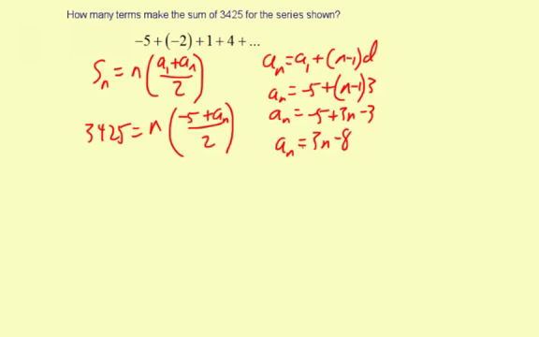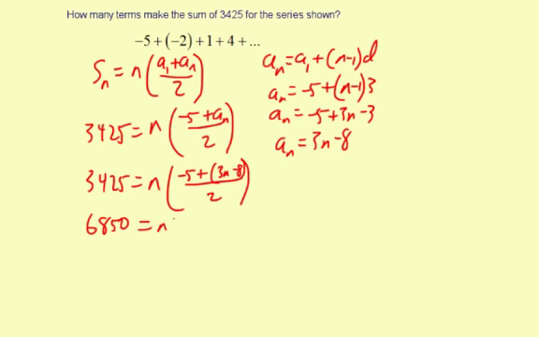Okay, so now we have what we need. We can take this a sub n, the 3n minus 8, and substitute into the other equation, and then solve for n. And the n is the number of terms, so when we solve for n, we'll know we have the answer. So 3,425 equals n times -5 plus, and there's a substitution, 3n minus 8 over 2. So to solve, I'm going to multiply both sides by 2 first, and that'll give 6,850 equals n times -5 plus 3n minus 8.